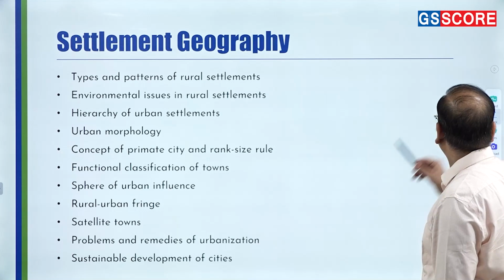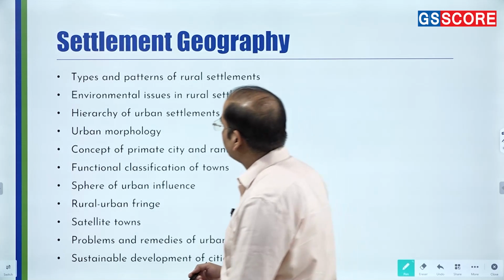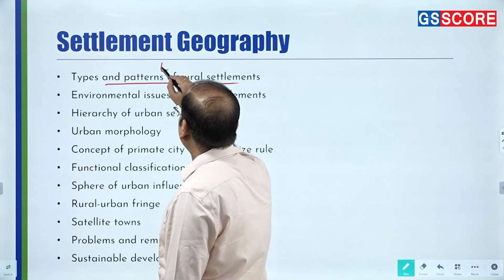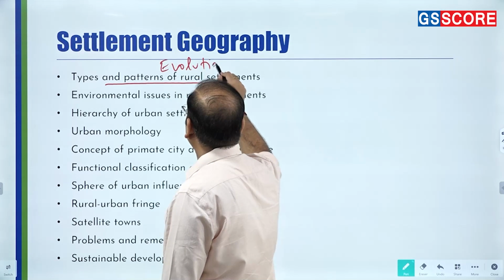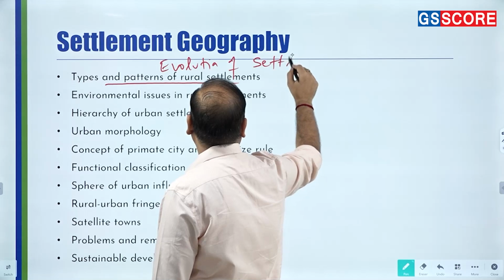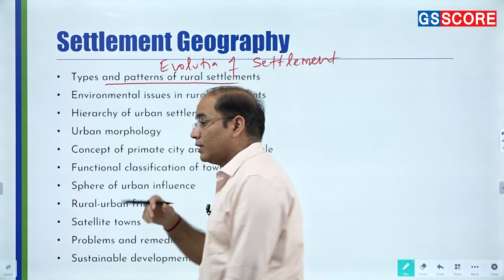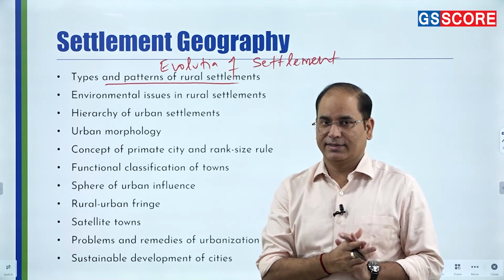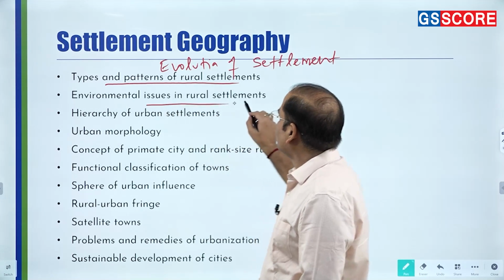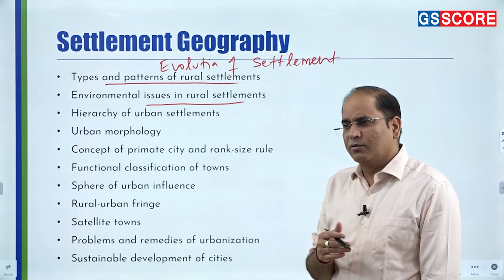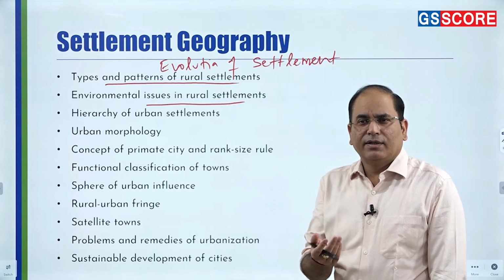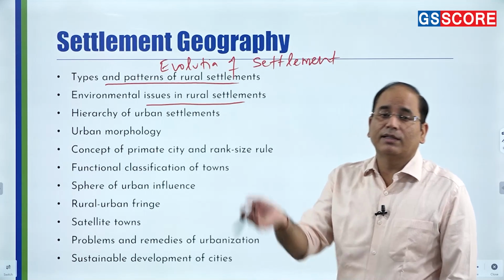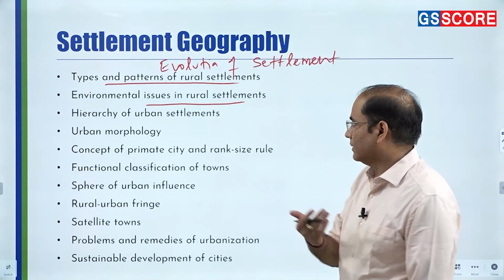Now moving to the last component of this population and settlement geography, settlement. So types and patterns of rural settlement. In fact, here we can look at the evolution of settlement, because the evolution of settlement is very much associated with population. So population and settlement will go hand in hand. Then we have environmental issues in rural settlement. So how rural settlement affects the environment, because this is not one way. Environment affects the rural settlement and the rural settlement is also affecting the environment of nature.